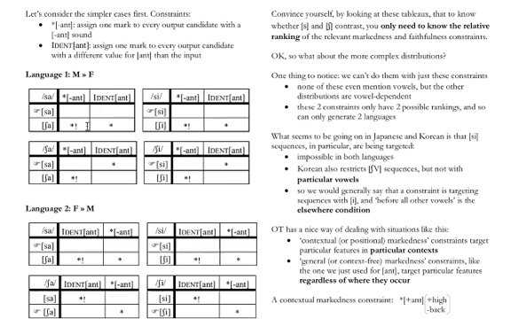Another way of looking at this is we have only two constraints so far. How many ways are there to rank two constraints? There's only two. Either markedness dominates faithfulness or faithfulness dominates markedness. Those are the only two possibilities. Therefore, we can only generate two different languages with regard to anteriority contrasts if we only have these two constraints.